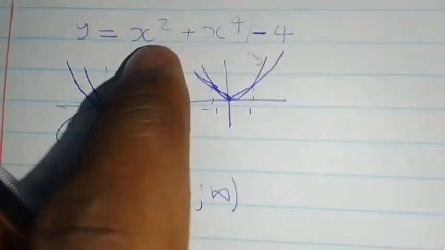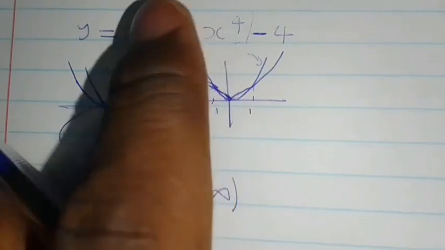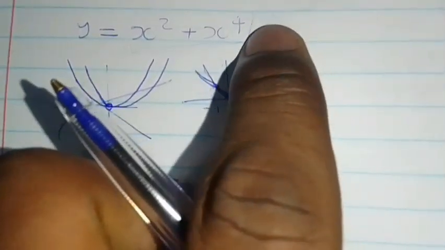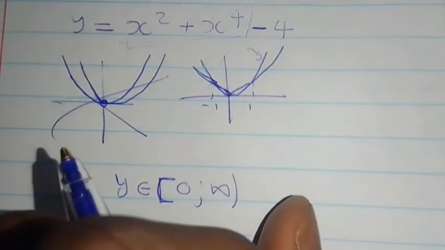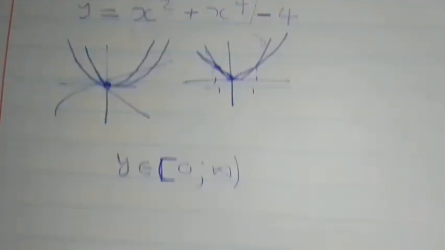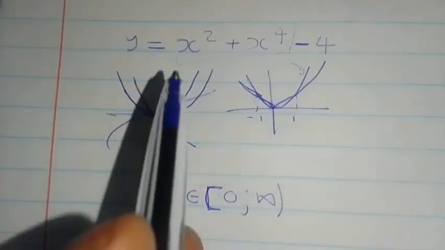This is an even function. Oh, sorry, it's not an even function because of the -4. But if we didn't have -4, then it would be an even function. This function is neither even nor odd because of that -4. So that's basically how you can find the range of this.